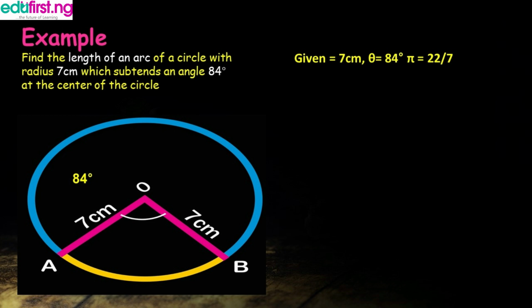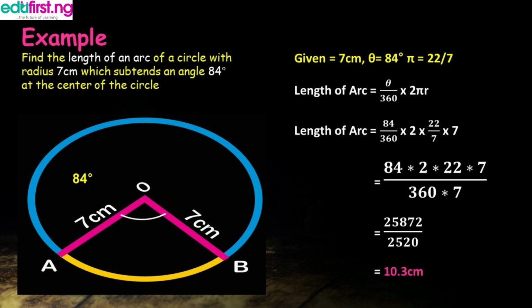Given that the radius is 7, theta is 84, and pi is 22 over 7, we simply substitute the values into the formula. So where we have theta, we simply put 84 degrees. And where we have pi, we simply substitute 22 over 7. Where we have r, we substitute 7 cm. So by the time we do that, we'd have 84 over 360 multiplied by 2 multiplied by 22 over 7 multiplied by 7. Doing the maths very carefully, we're going to have 25872 divided by 2520. When you punch that on the calculator, you would have 10.26666 cm. So we approximate that to 10.3 cm.